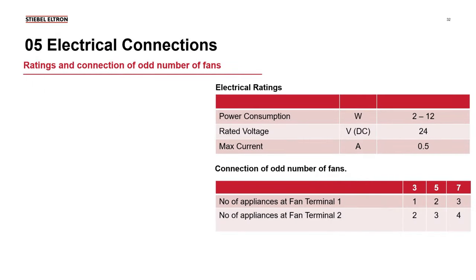We shall now look at the electrical ratings. The power consumption per fan unit is between 2 and 12 watts, depending on fan speed and purge operation. And the maximum current is 0.5 amp. If you wish to pair the fan units in odd numbers, this can be done. If we look at 5 fan units, you will need to wire 2 fan units to fan terminal 1 and the remaining 3 to fan terminal 2 to ensure you still have push-pull operation.